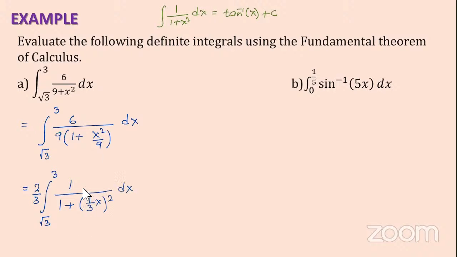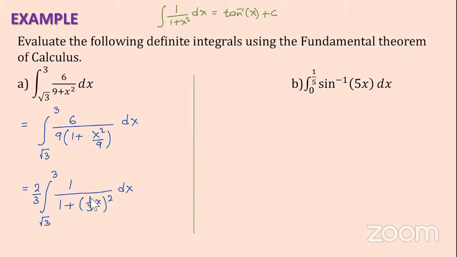Now this integral over here is in that form. In place of x, we have 1/3 x squared. So this is the composite function of this function with the inside function as 1/3 x. Since the inside function is a linear function, we can directly use this formula and divide the result by the derivative of this inside function. By doing that, let's see what we get.